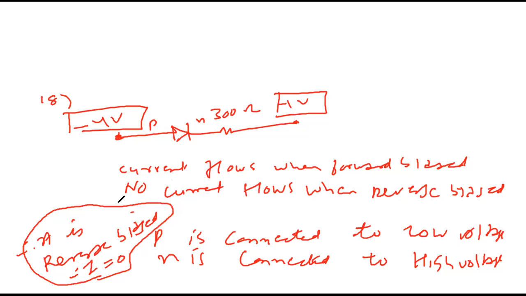Forward means P is higher, N is lower. And reverse means P is lower, N is higher. So P low, N high, it is reverse bias. Therefore, no current will flow through the circuit. Okay?